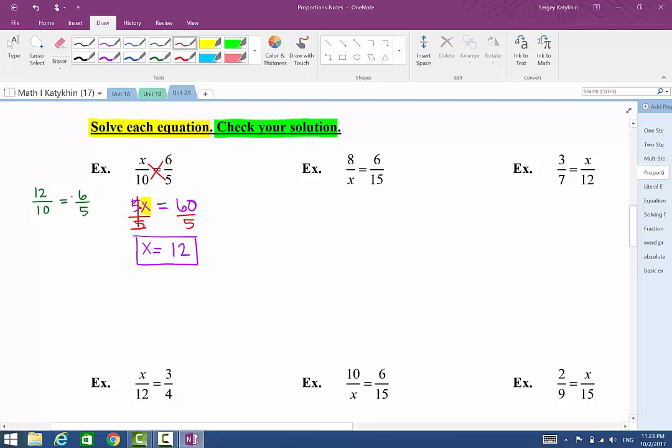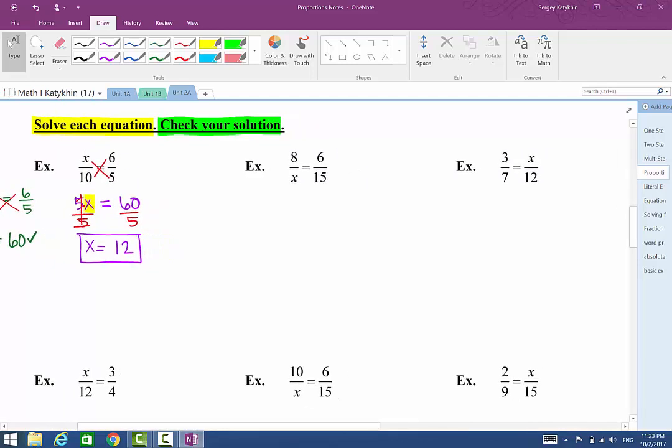Again, since it's a proportion, go ahead and multiply those. As you can see, 12 times 5 is 60, and then 10 times 6 is also 60. Notice the left side is equal to the right side. Therefore, we do have the correct answer. Let's look at our next example.